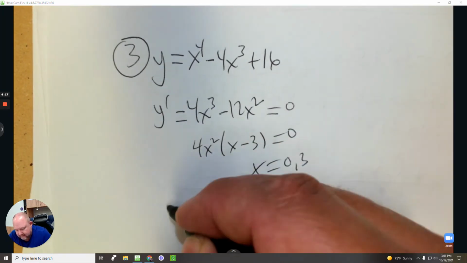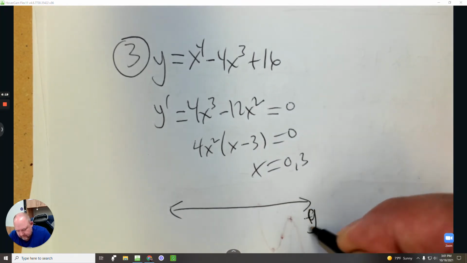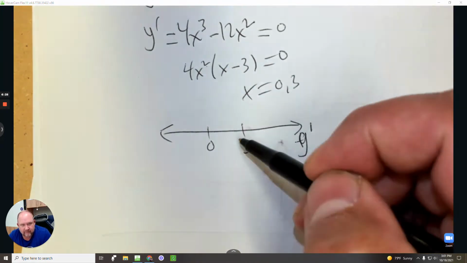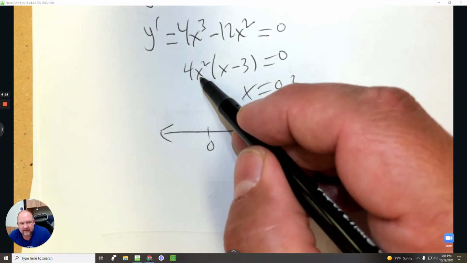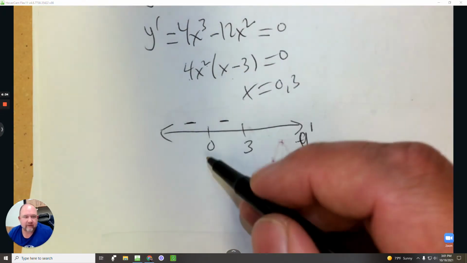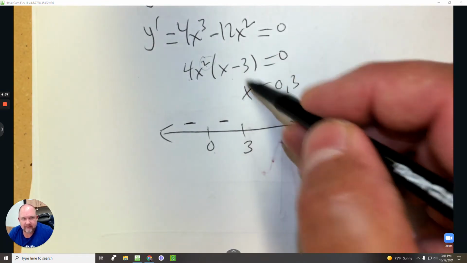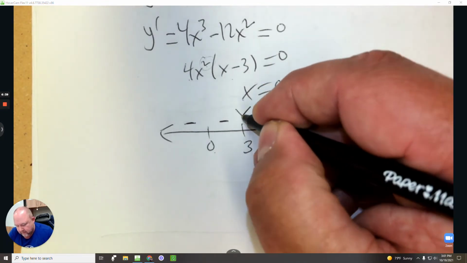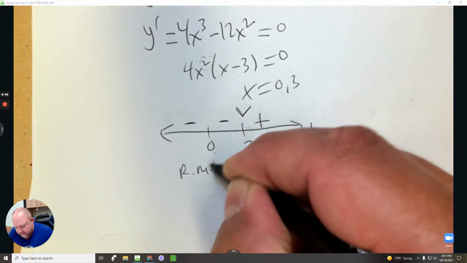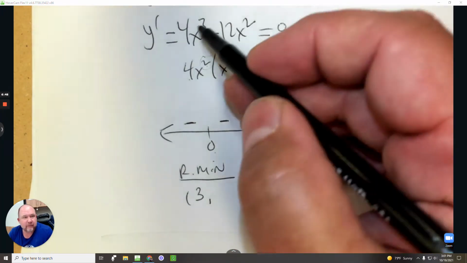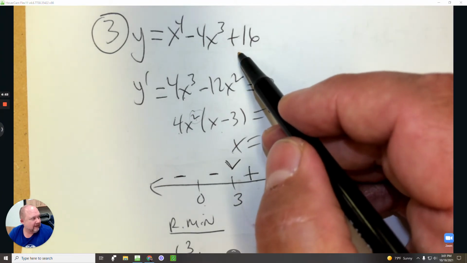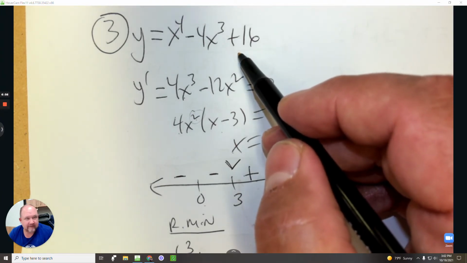So when I draw a number line for the first derivative, 0 and 3, be careful of the even exponent. When I plug in a negative number, it's a positive times a negative. And then that sign is going to stay the same because of the even exponent, and then it will change at 3. So we have one turning point, and that's at 3, and it's a minimum. So we have a relative minimum at 3, and then you would plug 3 into the actual equation to find the y-coordinate. If you plug 3 in, you get the answer negative 11.